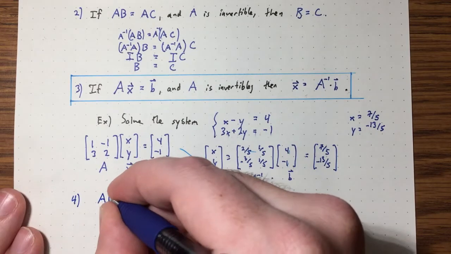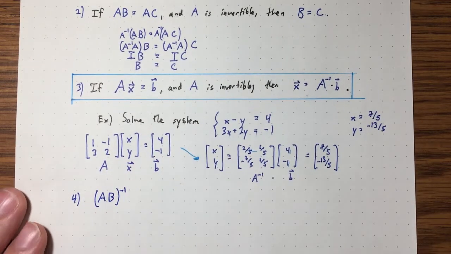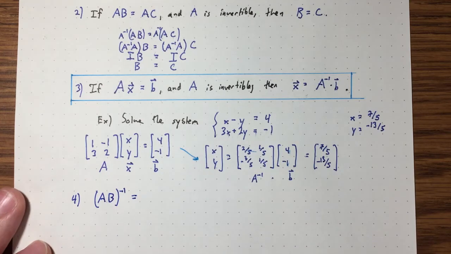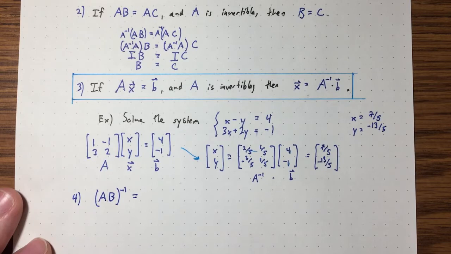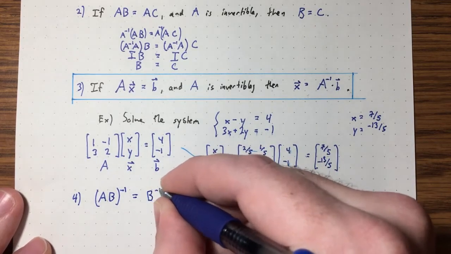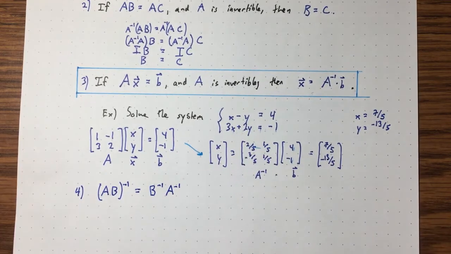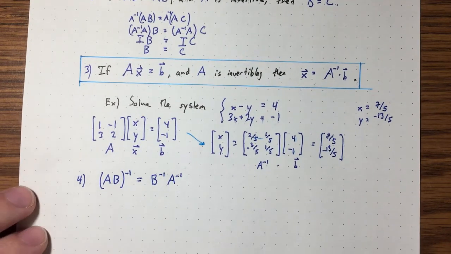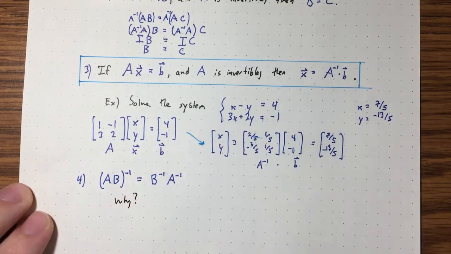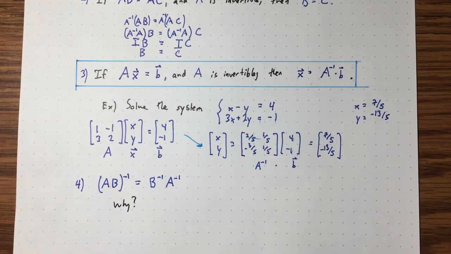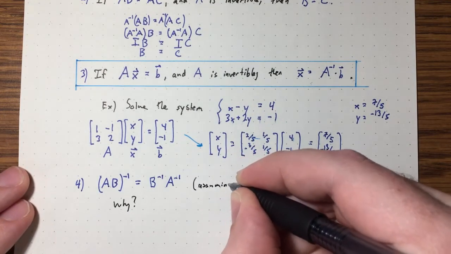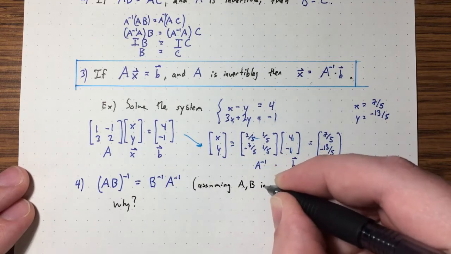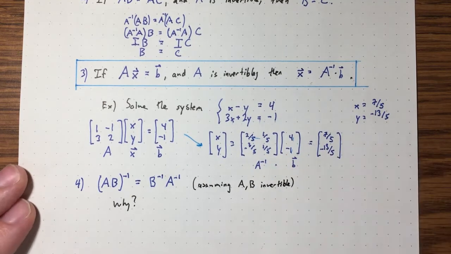What if I have a product AB, and I want to find the inverse of that product? It's not true that it's A inverse times B inverse. It's actually B inverse times A inverse. That probably looks really weird, but this actually makes total sense. So why is this true? Of course, we're assuming that these are invertible. Otherwise, this formula doesn't make any sense.